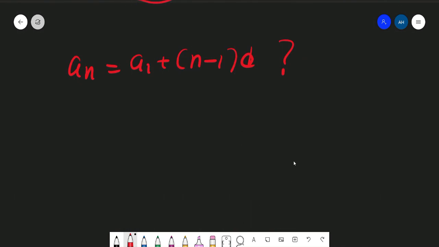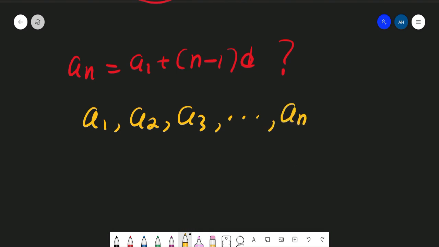Now, as we mentioned a few minutes ago, in arithmetic sequence, we can write our terms like this. That is A1, the first term, and then A2, and then A3, and suppose that we have only up to the nth term. After the nth term, the sequence stops. So we have a finite sequence in this case, and the last term here is the nth term.